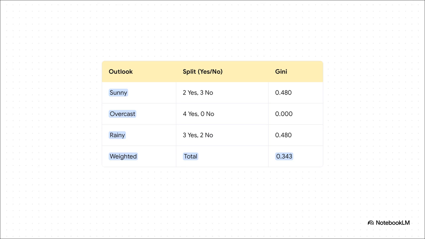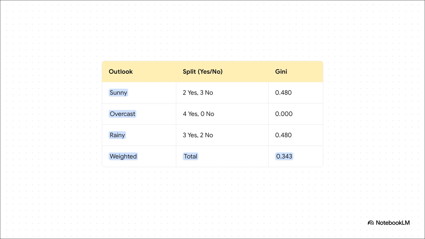And this is where the magic happens. The algorithm goes through and tests every single feature. Let's just look at outlook. If the outlook is sunny, the data is still pretty mixed, giving us a Gini of 0.48. Same for rainy, but look at overcast. Every single time the outlook was overcast, the decision was yes. 4 yeses and 0 no. That's a perfectly pure node with a Gini score of 0. That one split is incredibly powerful.